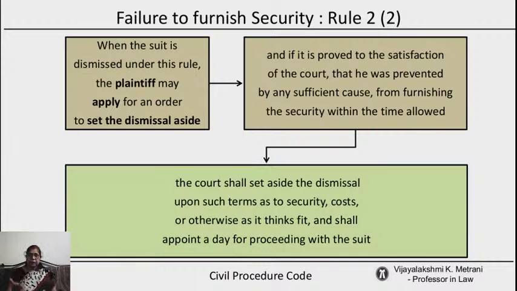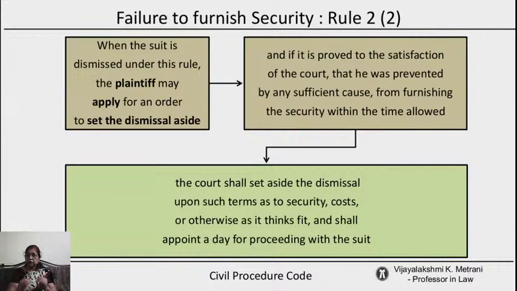For example, we have seen that by sufficient cause a person is not able to file his written statement in time. In the same way, any sufficient cause may be there. For example, he may be sick, or he may be out of the country, or he may not have got any person as a security, or he may have asked somebody to be a security for him. That person may have delayed due to some reasons. Any reason which is able to prove before the court that it is sufficient, not just avoiding it.